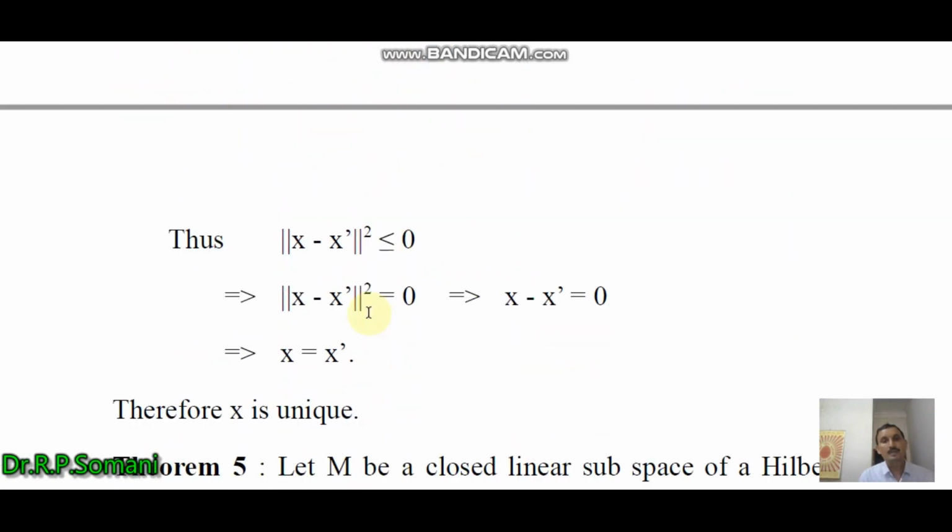So thus we obtained that norm of x minus x dash square is less than or equal to 0, and then this implies norm of x minus x dash square equals 0, because norm is a non-negative quantity. Then this implies x minus x dash equals 0, or x equals x dash. So therefore x is unique. So in any closed convex subset, we have a unique element of the smallest norm.